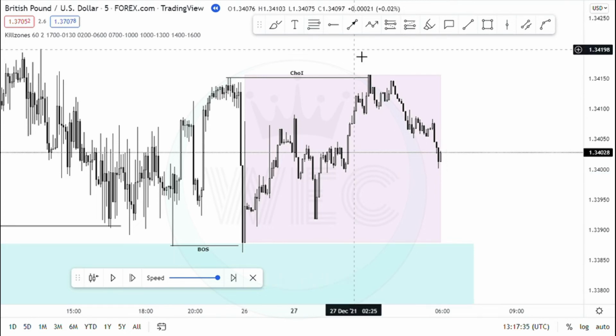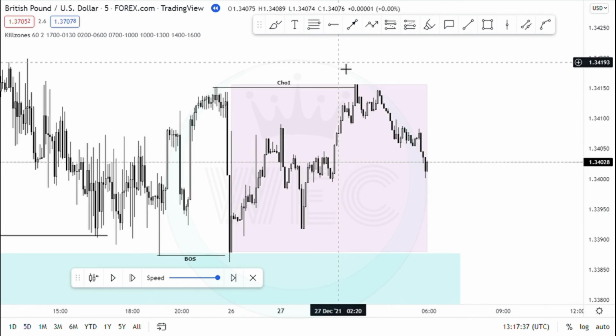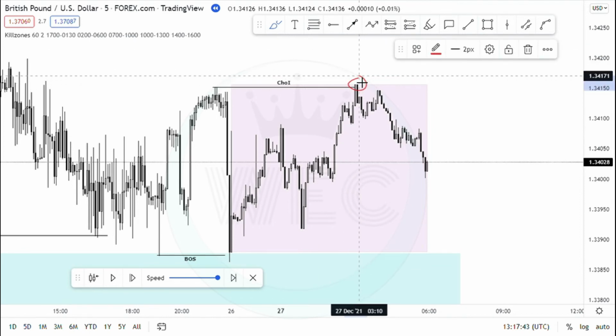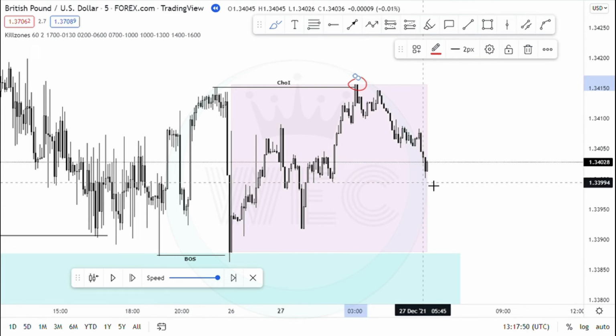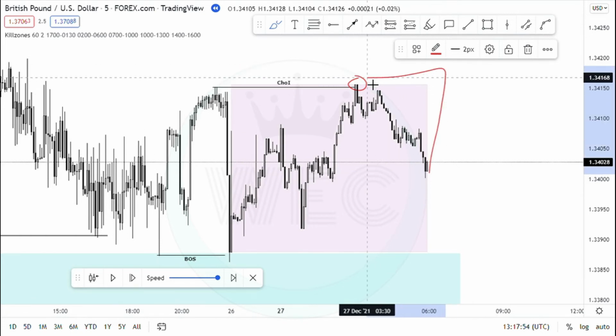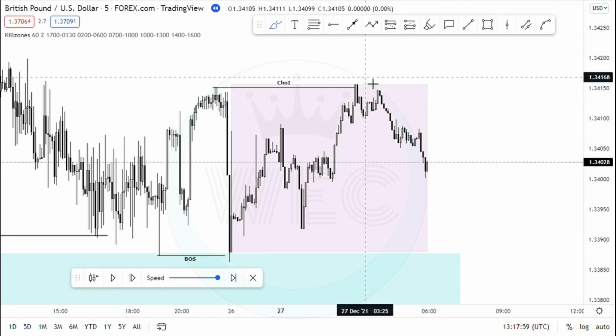Apart from that, what other confluences do I have? I have this high here, which is also the Asian high, and it's a major liquidity pool that price will always be attracted to. So if I see this high broken, then that's good. I mean, it's good news for me. So let's play price forward and let's see what price does.